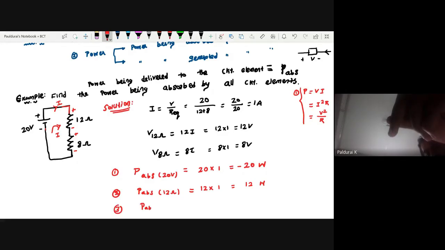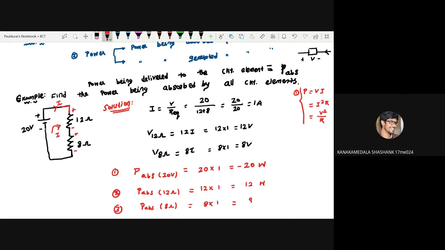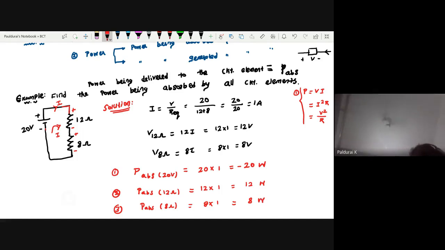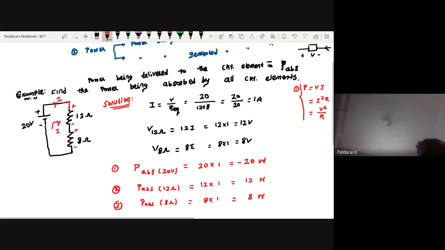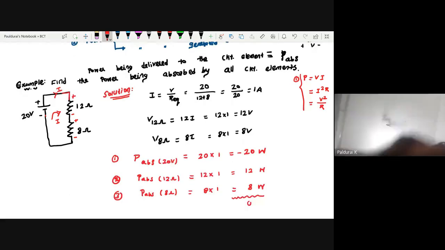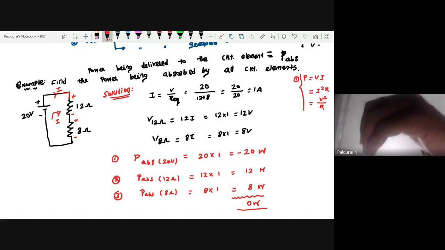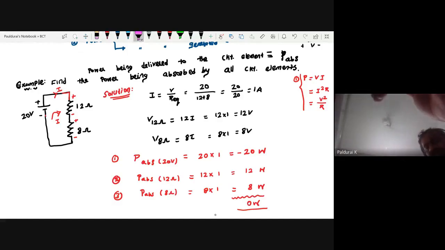So now, power absorbed by the 8 ohm resistor. Anyone? 8 watts. Okay. So here also, like KVL, if you add everything, you will get 0 watts. That is the beauty. In a closed loop, the sum of absorbed power and the sum of delivered power are the same.